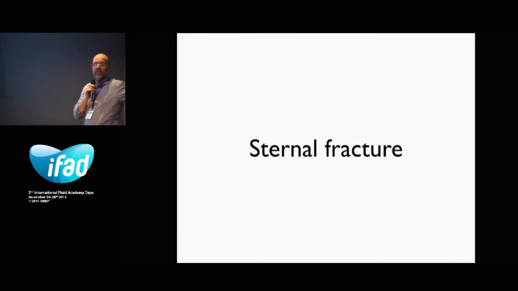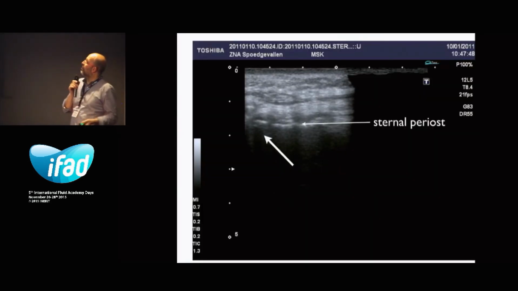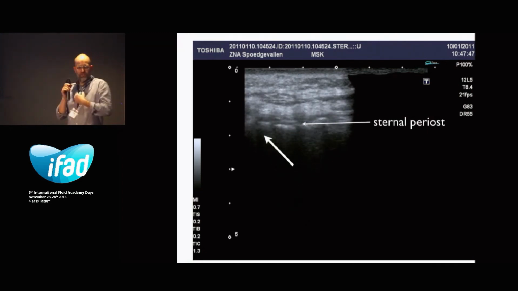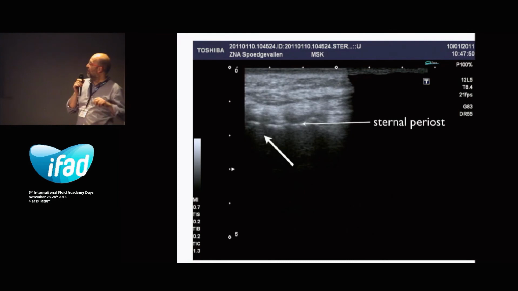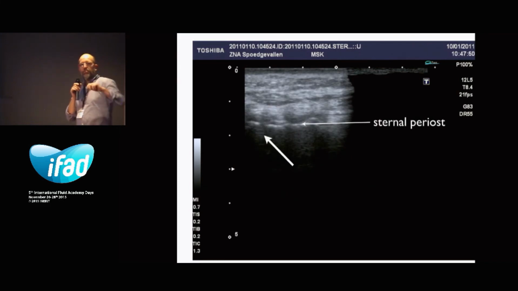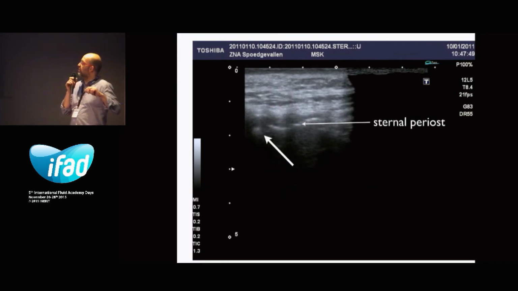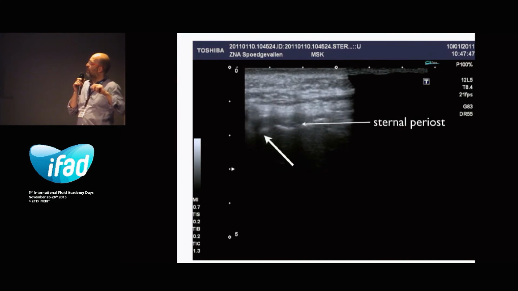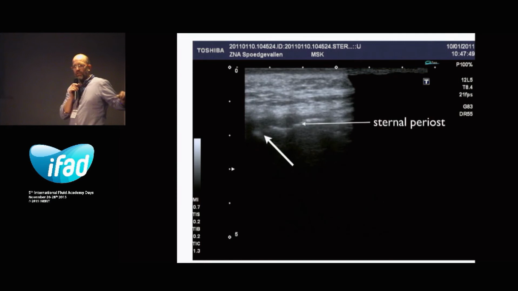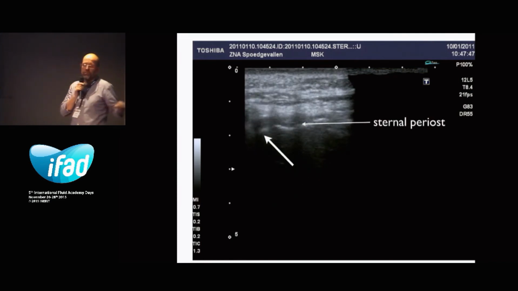Sternal fracture. It's sometimes very difficult to see on the X-ray. And when you put the linear probe on your sternum, you look at the periost, it's always black underneath the periost, there's shadow, but you see that the periost is moving. There's the fracture. So with ultrasound, you can diagnose a sternal fracture.